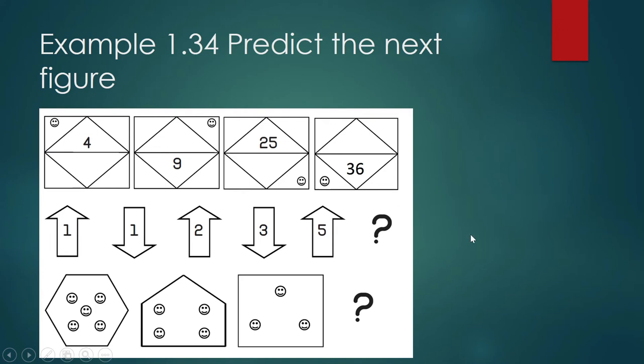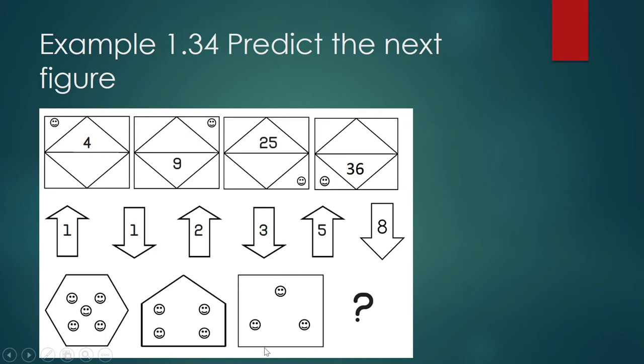What about the next figures? Okay, let us pay attention to the arrows. Up, down, up, down, up. Okay, so down. But what about the number? Well, the numbers just seem to be the sum of the 2 immediately preceding numbers. This is 1 plus 1, so that's 2. 1 plus 2 is 3. 2 plus 3 is 5, and then 3 plus 5 is 8.